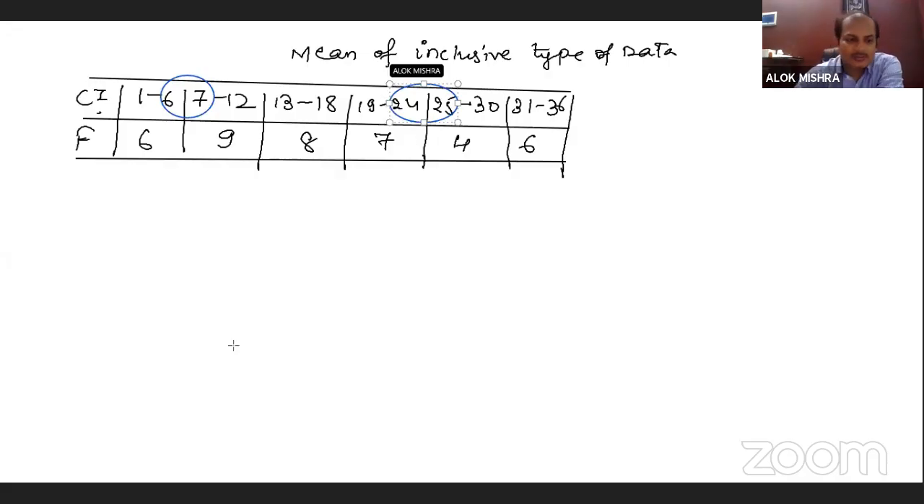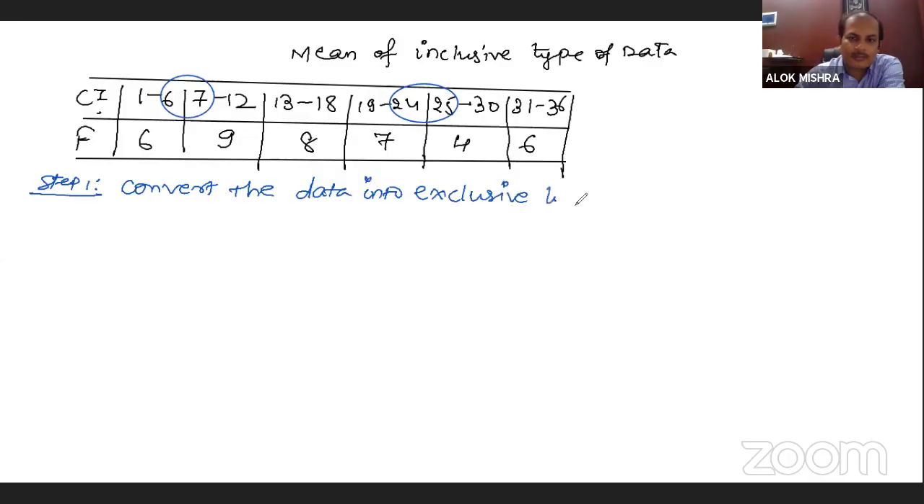What is the first task? Step 1 is I have to convert the data into exclusive type format. And how do I do that? Sejal? Yes, sir. How do I convert?